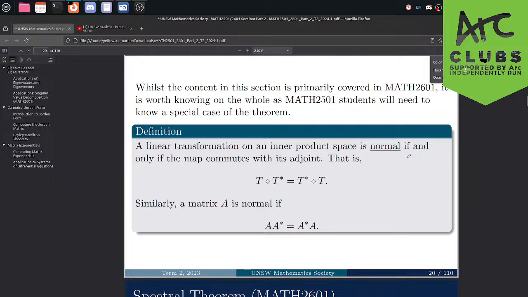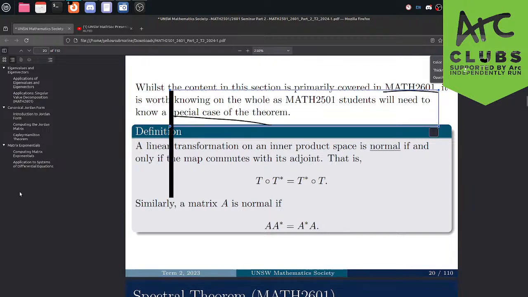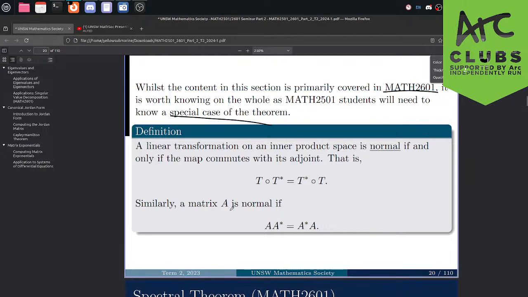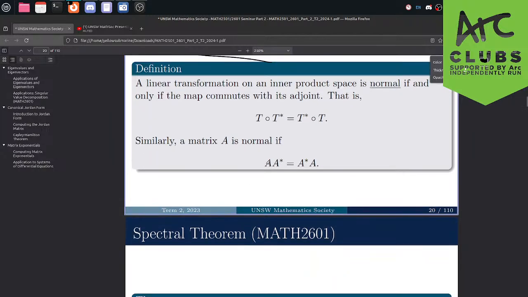So this is mostly 2601 content, but there's a special case of this theorem Math2501 students need to know, so it's worth listening in on. Firstly, we define the notion of a normal matrix, or a normal map. We say it's normal if it commutes with its adjoint. So T composed T star is equal to T star composed T, and an analogous statement for the matrix.